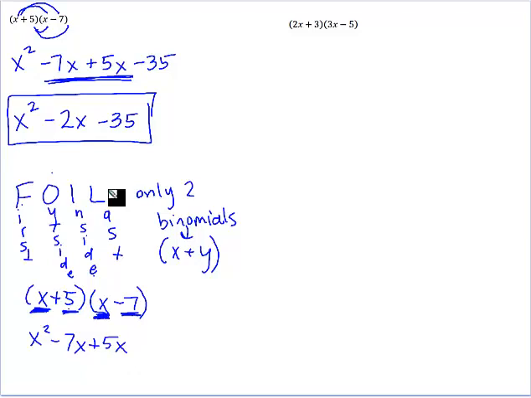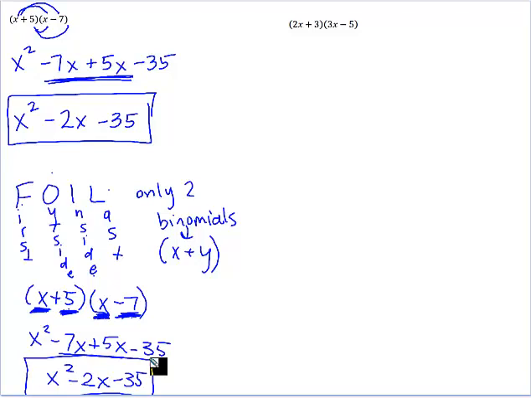Then you do the last. 5 is the last position, negative 7 is the last position. 5 times negative 7 is negative 35. Negative 7x plus 5x like terms. So you have x squared minus 2x minus 35. Notice we get the same exact simplified answer regardless of which method we choose.